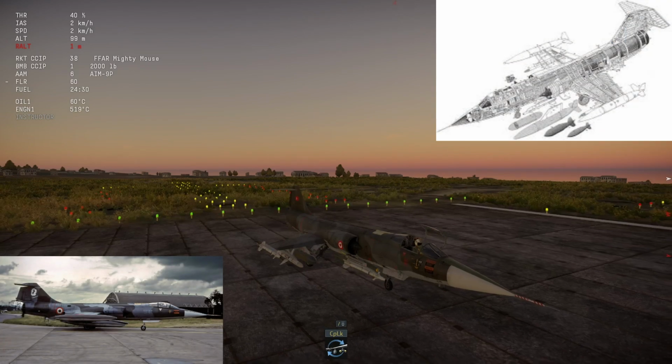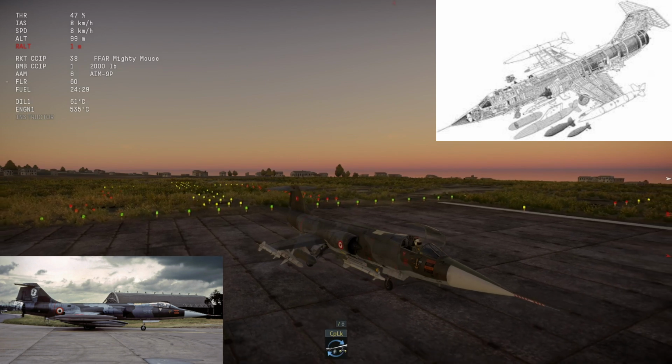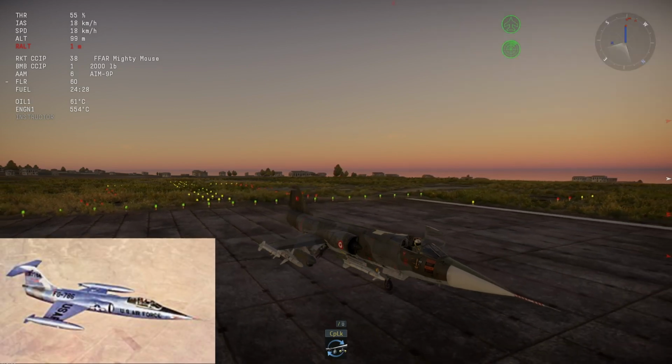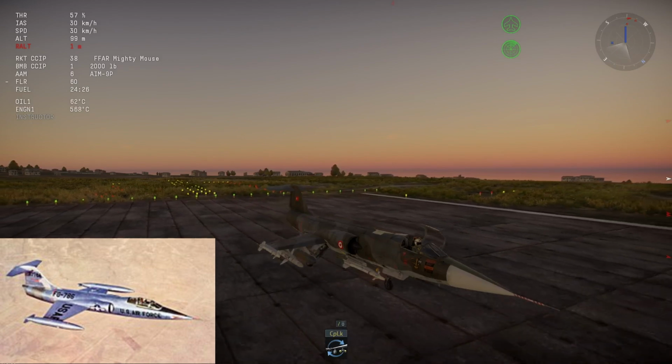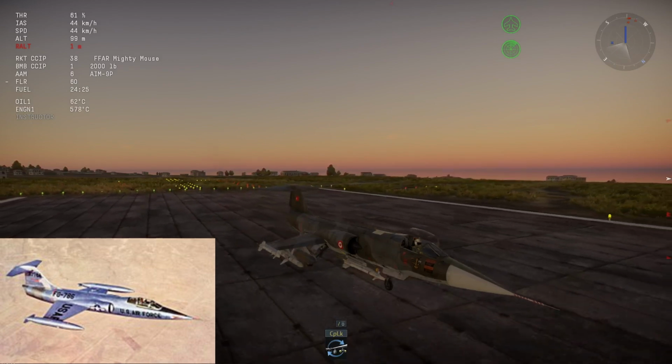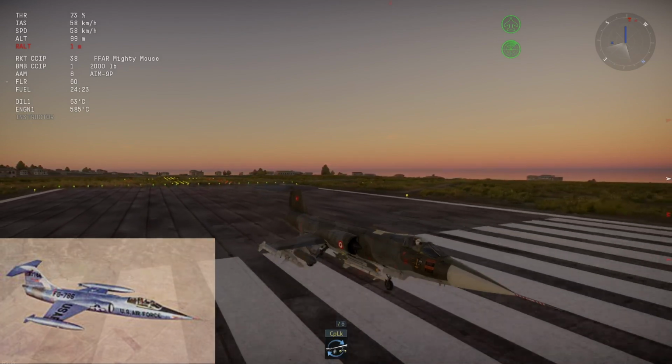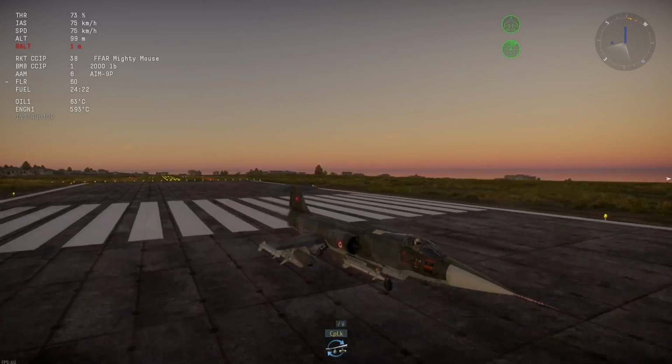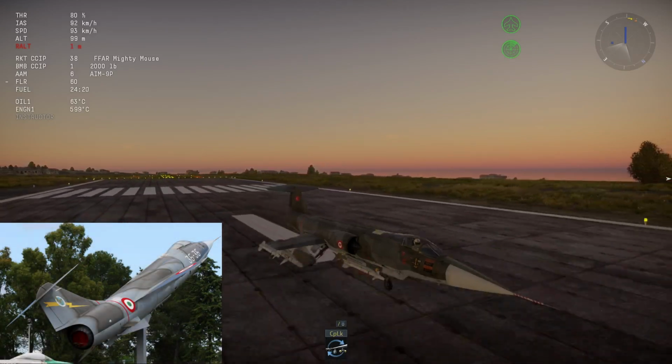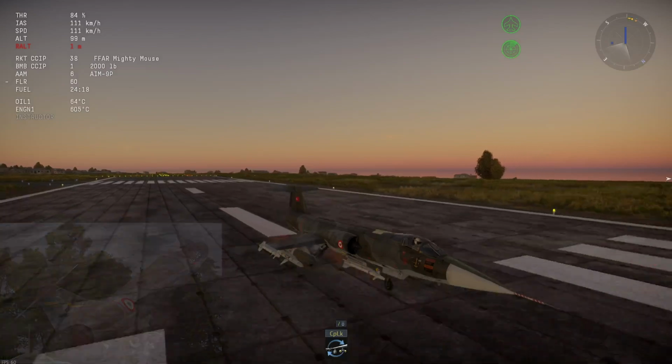The F-104S Starfighter was an Italian-produced version of the Lockheed Martin F-104 Starfighter, an American-designed aircraft built as an interceptor to hunt down enemy bombers during the Cold War. The F-104S was retired from service in October 2004.